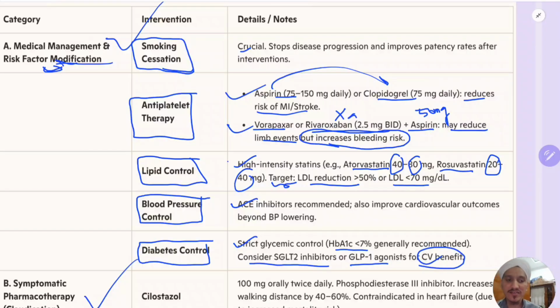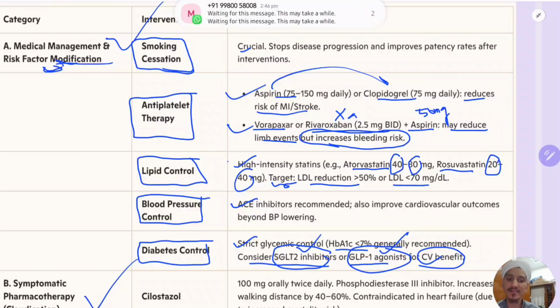Nowadays, glimepiride and similar drugs have become second line. The first line drugs are metformin, GLP-1 agonists, and SGLT2 inhibitors. These two have a very good cardiovascular benefit. That's why these are the recommendations from many guidelines nowadays.